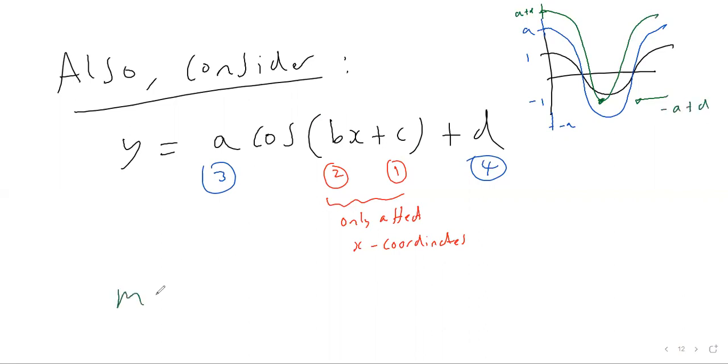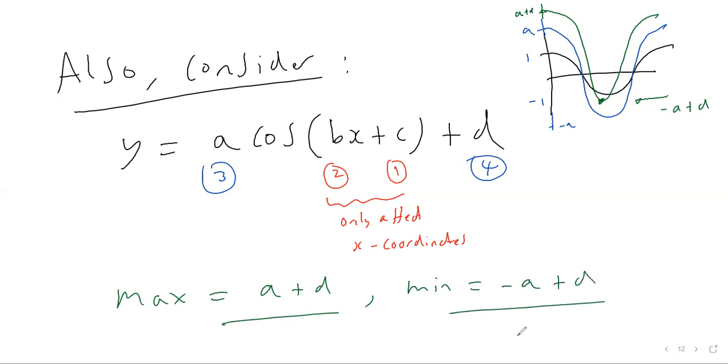So the maximum again is the same as before with the cos graph, because remember the cos graph is just the sine graph translated left and right. So your maximum now again is going to be this a plus d, and your minimum for this transformed cos graph is going to be minus a plus d. So your two values there.